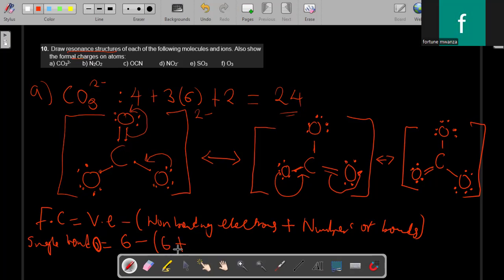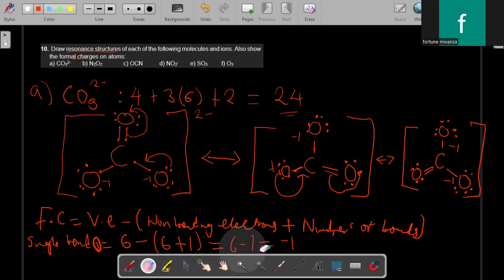Plus, how many bonds are you having? You can see you're having single bonds, so you're having one bond. So the formal charge for this oxygen with a single bond is going to be 6 minus 6 plus 1, which is 7, so 6 minus 7. This will be equal to -1. So these oxygens with single bonds have a formal charge of -1. All of them, as long as they have a single bond, have a formal charge of -1.